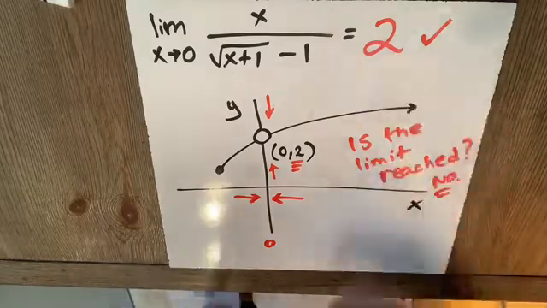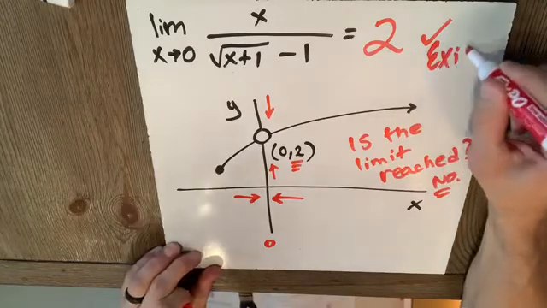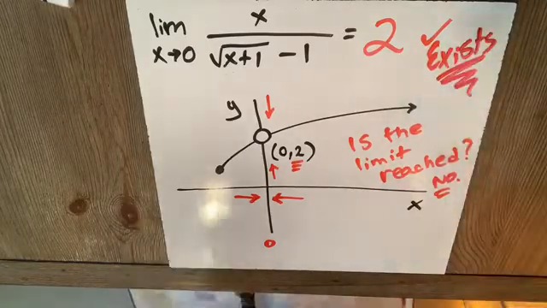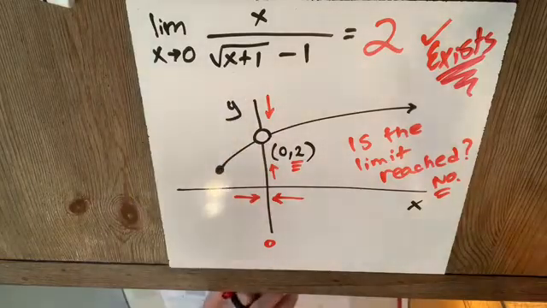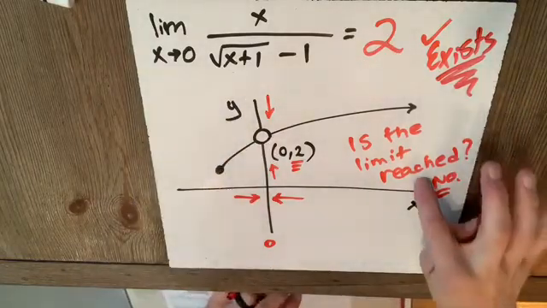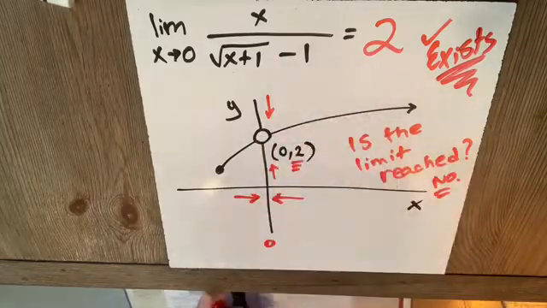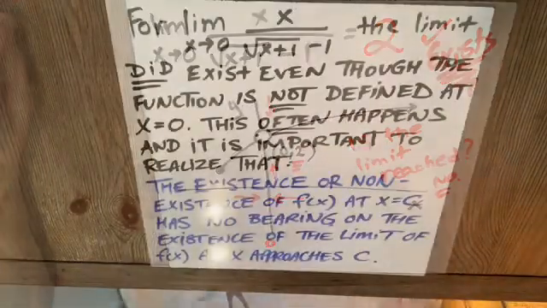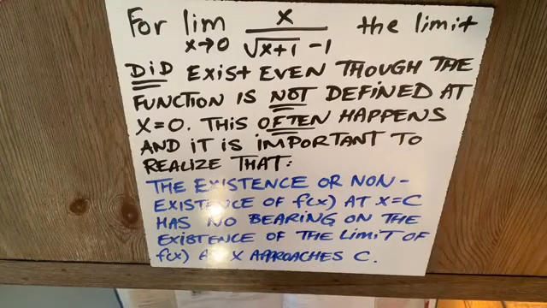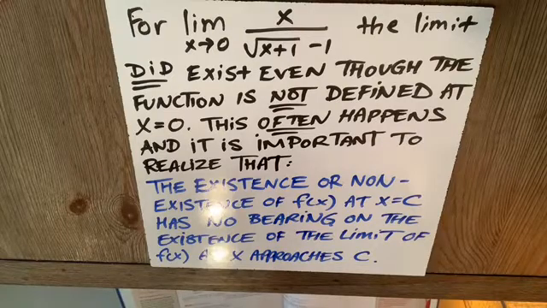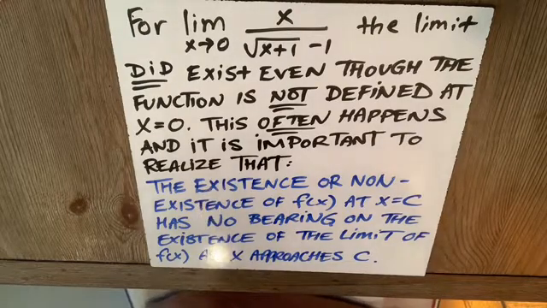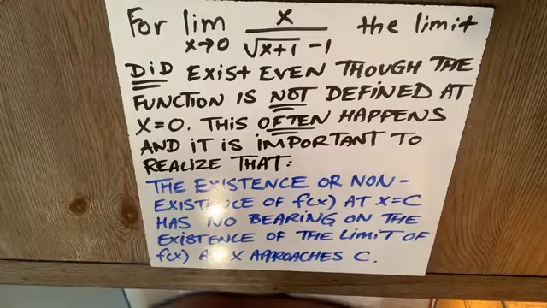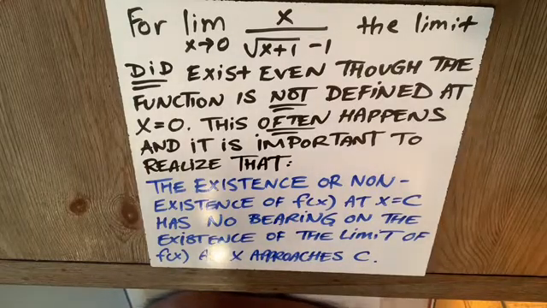Oh, there's a trend in y. The limit exists because there is a trend in y, but the limit is not reached because we've got a hole there. It's just 2 bits of vocabulary. Does it exist? Is there a trend in y? Is it reached? Can we physically put a point there? The answer in this case is no. In more eloquent words, for this last problem, limit of x over square root of x plus 1, all minus 1, as x approaches 0, we saw that the limit did exist, even though the function was not defined at x equals 0. There was a hole there.